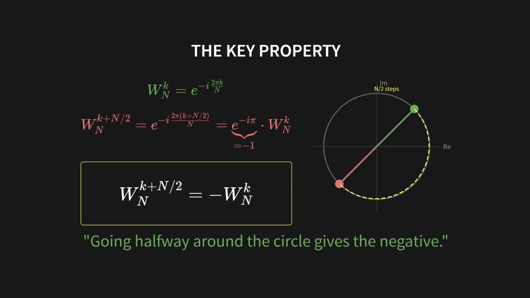Remember, these values are just points on a circle. What happens when you go exactly halfway around the circle from any point? You end up at the negative of where you started. Mathematically, that means w sub n to the k plus n over 2 equals negative w sub n to the k. Going halfway around the circle gives you the negative. This is the secret. Now we have the key, let's look at the confession.